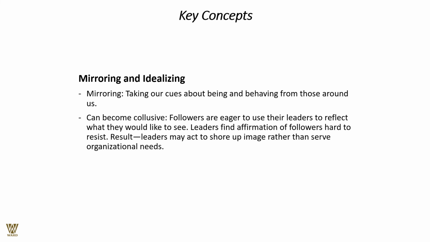Let us talk about mirroring. Let us talk about idealizing. Mirroring is all about the cues that are behaved by those around us. This is what we need to talk about. It can become collusive. Why? Because followers are likely to mimic their leaders for what they feel is being done by the leaders as successful, or the thing to be in line with, in the right perspective, by the leader's positive affirmation. So that is what the followers would be following.